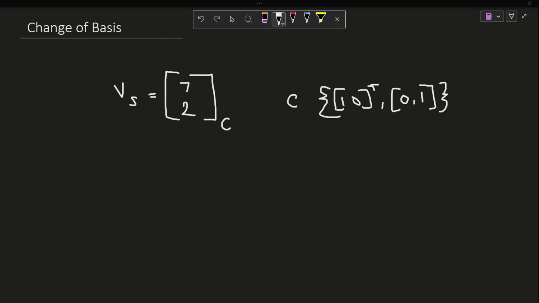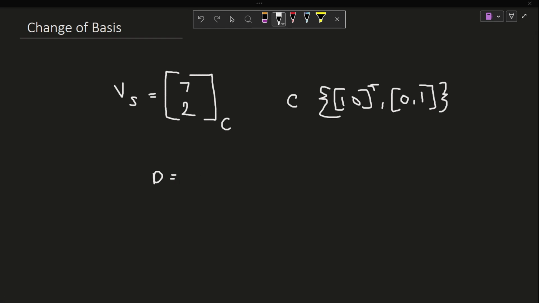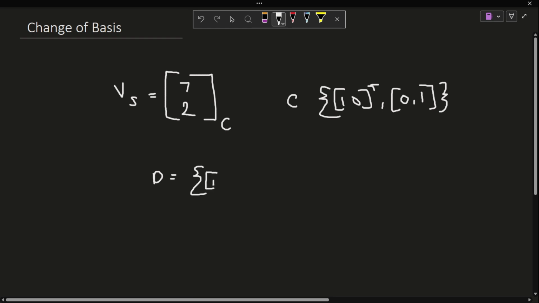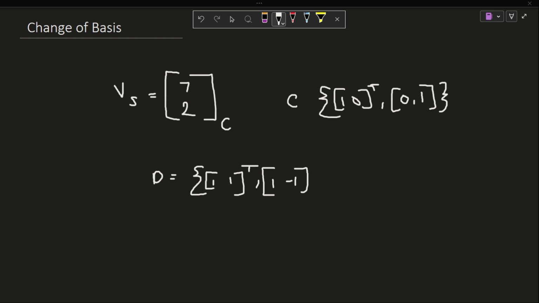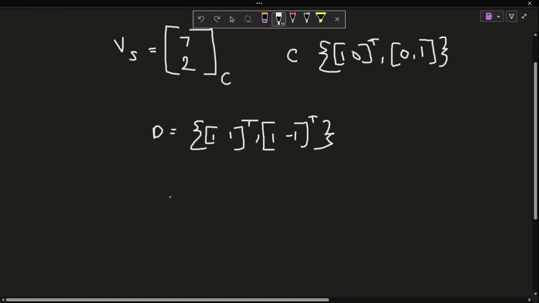And so what if we did this with respect to another basis, like a non-standard basis? Okay, so what if I said that we did (1, 1), a non-standard basis vector, and then we also did (1, -1). And so what if we did this instead? What would you make this out to be? Well, you would find that the coordinate representation for this specific vector is v with respect to D, and that's going to equal (9/2, 5/2) with respect to our basis D.